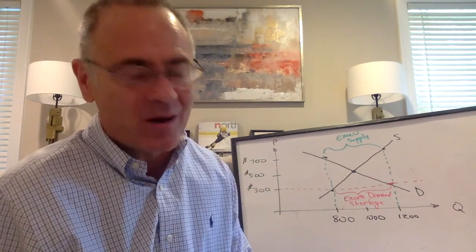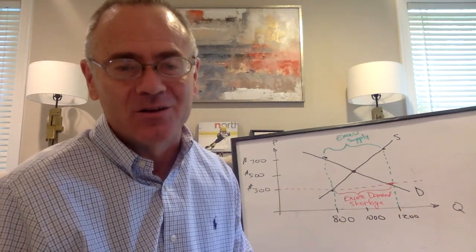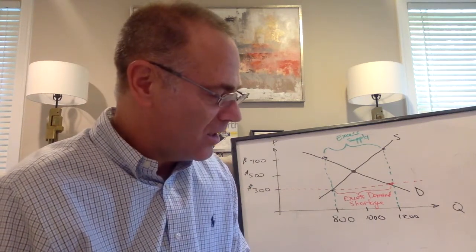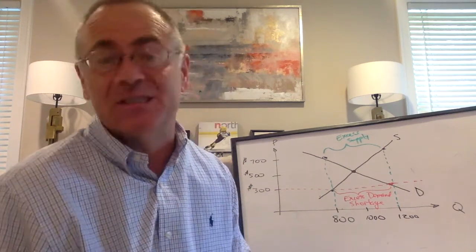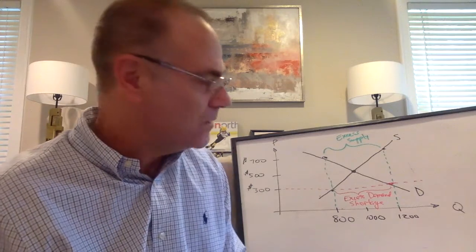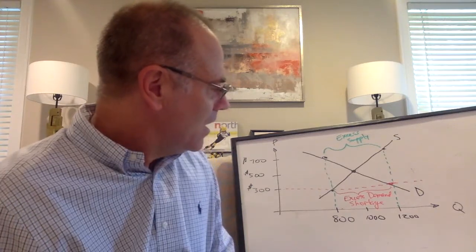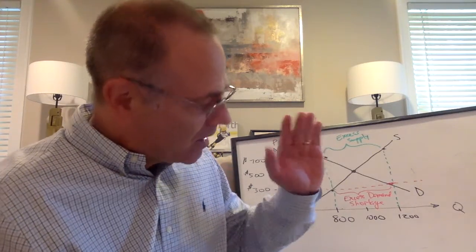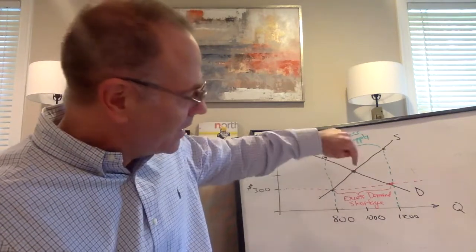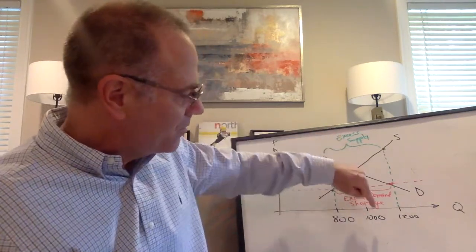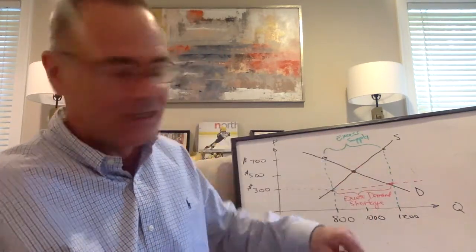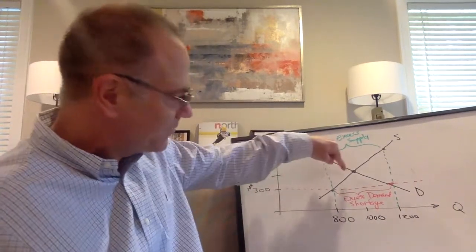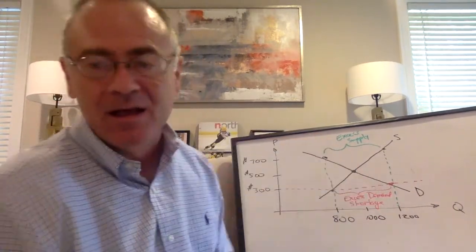So I will probably slip up and use the word equilibrium. I mean them as synonyms if I do that. In other textbooks, they would call that the equilibrium price is 500, the equilibrium quantity is 1,000. The book says the market clearing price is 500, the market clearing quantity is 1,000.